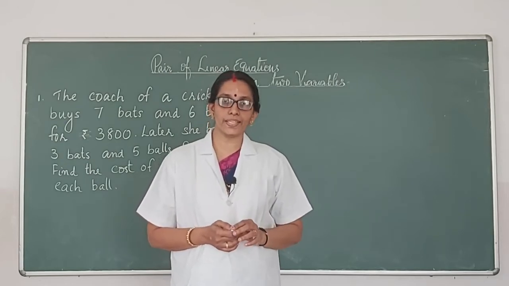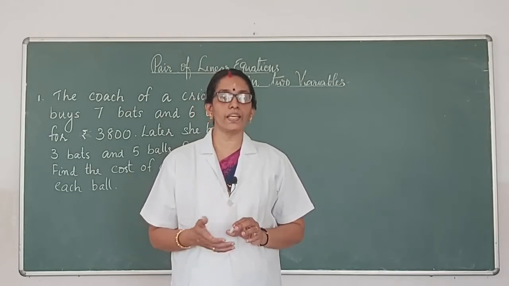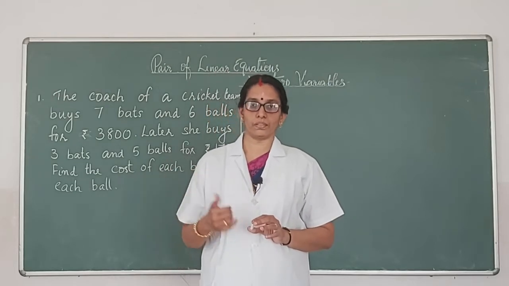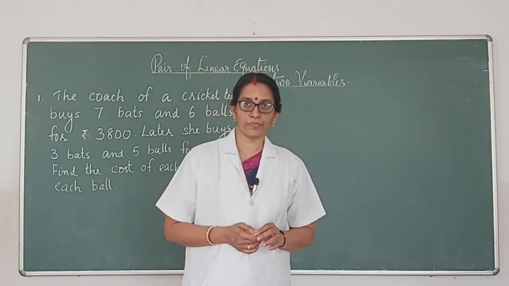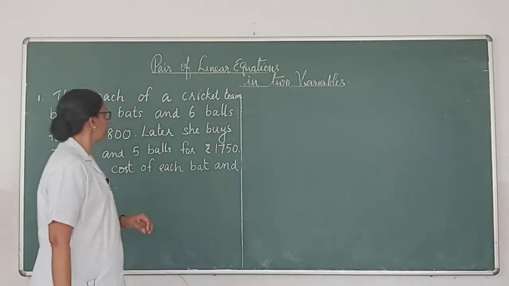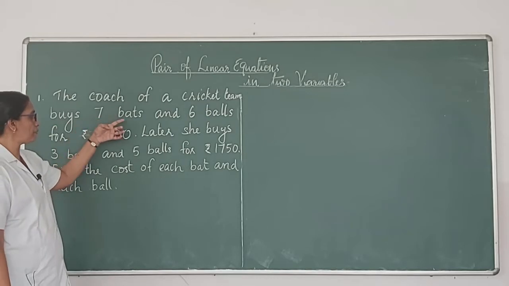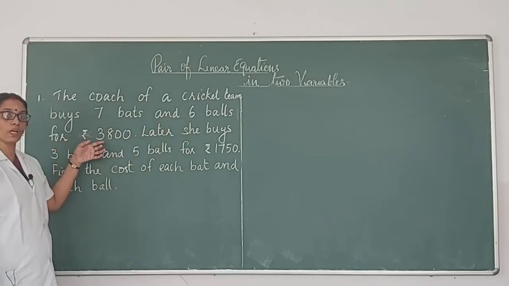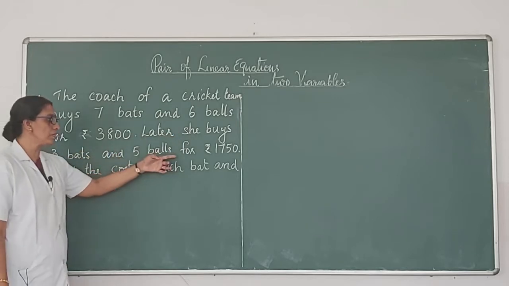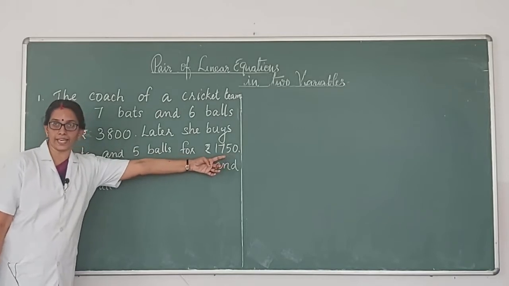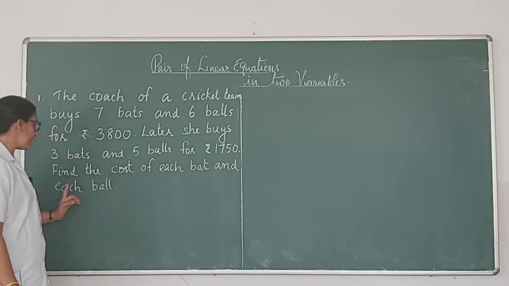While solving these situational problems, you can use any one of the three algebraic methods. Okay children, whichever is easy for you, you can choose. Now come to the first question. The coach of a cricket team buys 7 bats and 6 balls for rupees 3,800. Later she buys 3 bats and 5 balls for rupees 1,750. Find the cost of each bat and each ball.